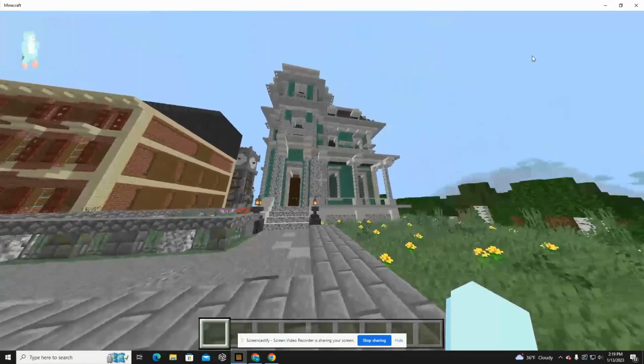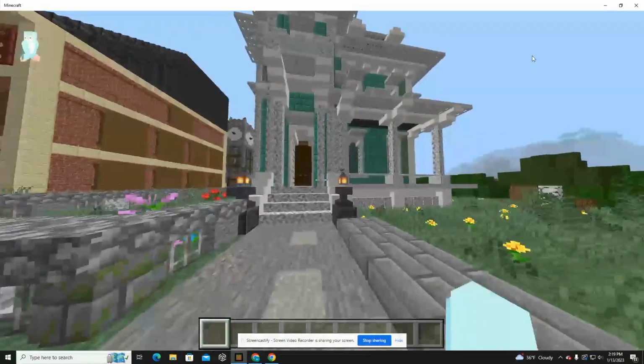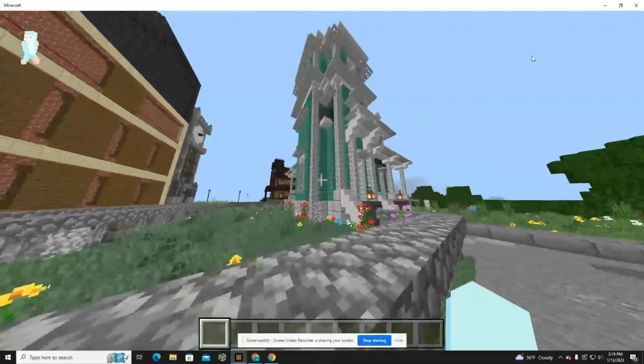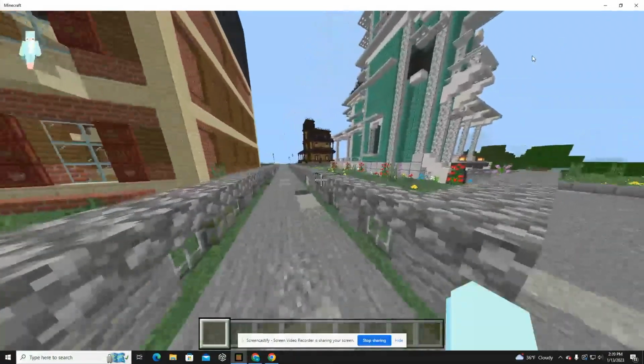As you can tell, this house is very, very elaborate. You can see the different use of pillars and staircases and things like that. It's a very beautiful house.